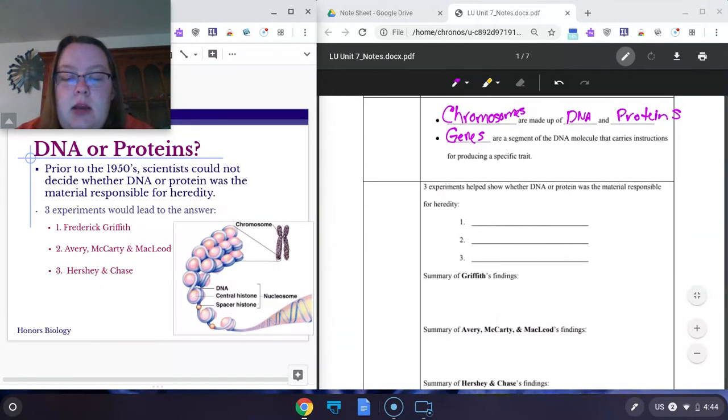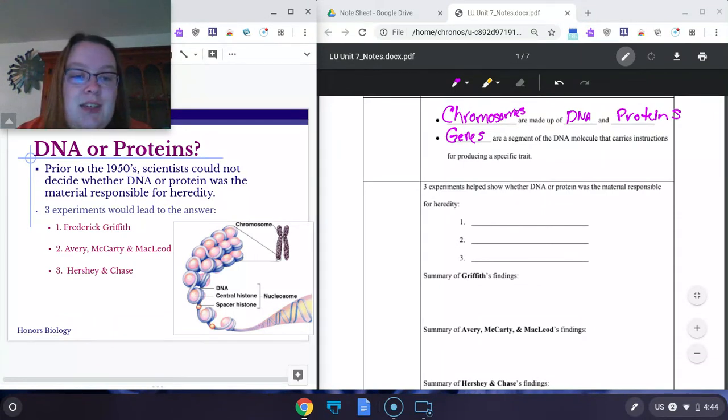Now, when we're talking about DNA, we have to go back a little bit in time. It's actually not all that long ago, the 1950s. Prior to the 1950s, scientists did not know whether the genetic material inside of humans and living things was DNA or protein.